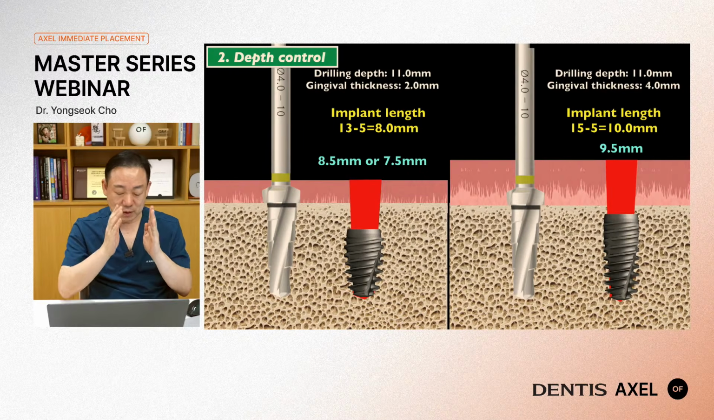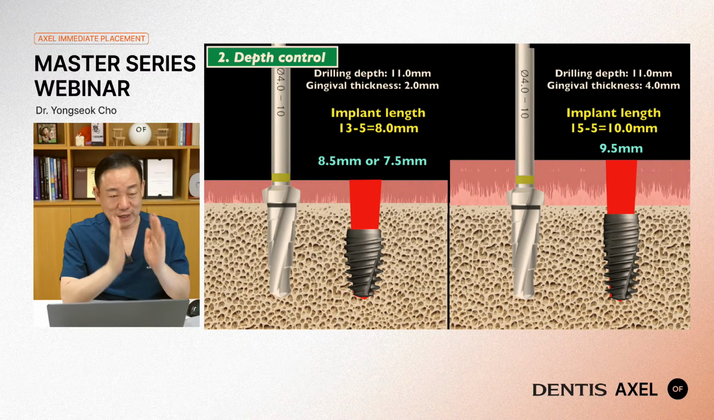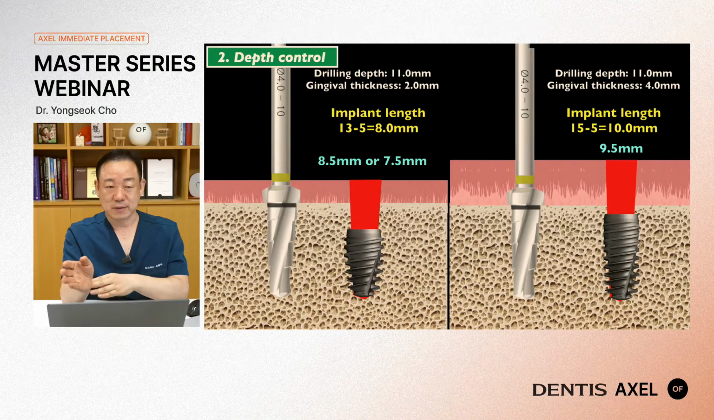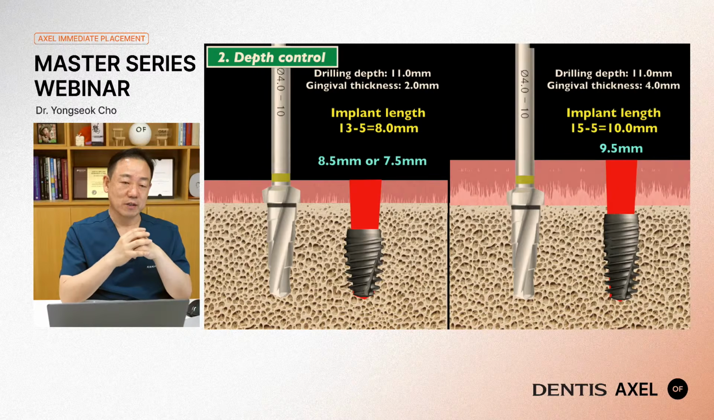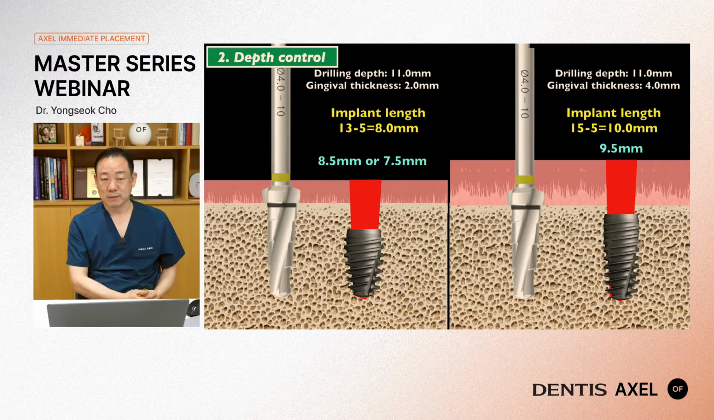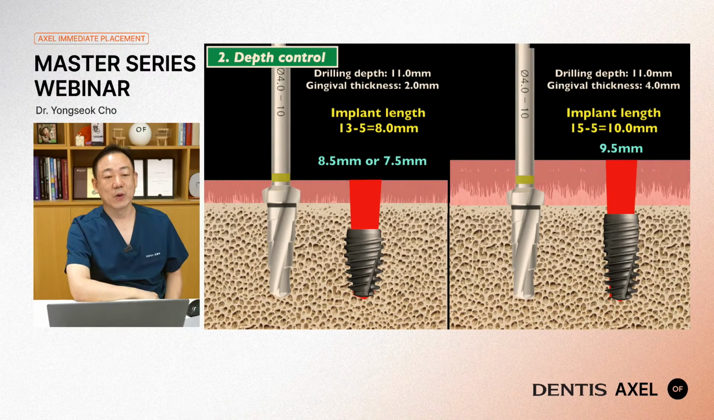Okay, so there is no exact relationship between drill length and implant length. Because the criterion of implant depth is not from the bone margin, it is from the gingival margin. So before implant installation, you have to measure the total depth of the hole and select an adequate length of implant. Okay, that's my general way to select implants.